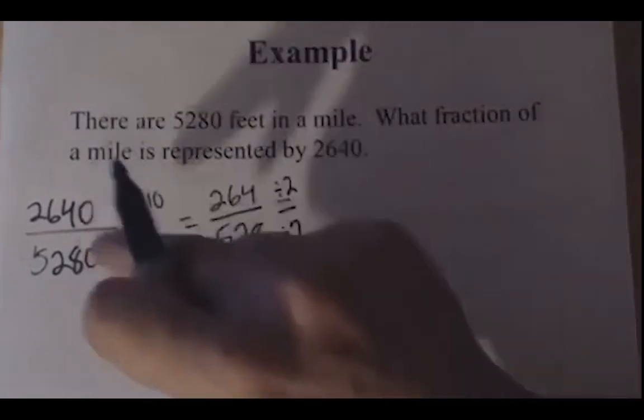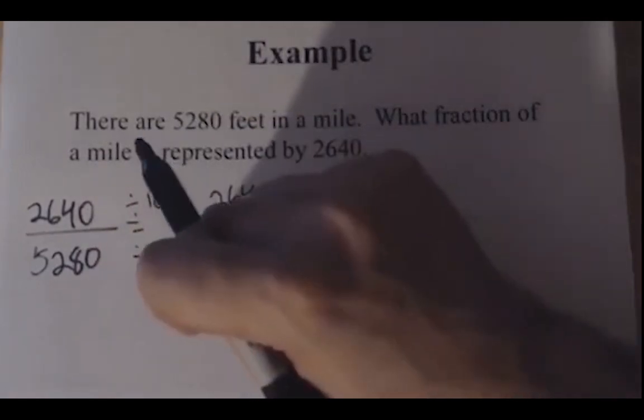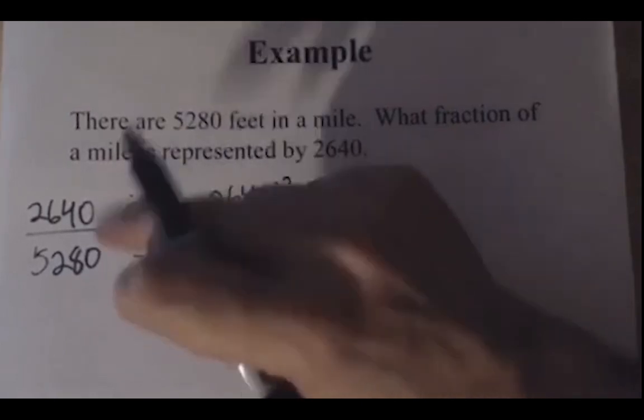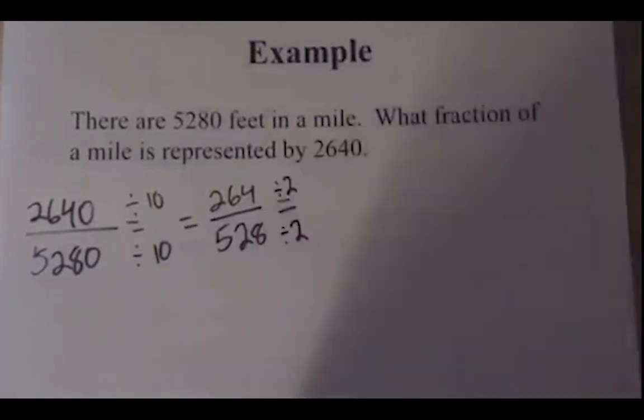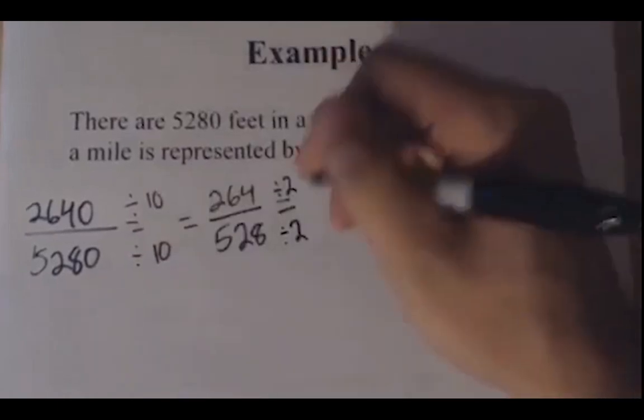Now notice, I'm not dividing everything by 10. I'm dividing the top by 10 and the bottom by 10. 10 over 10 is 1. I'm dividing by 1, which means I'm not changing anything. So make sure you don't write divided by 10 without writing it in both places.